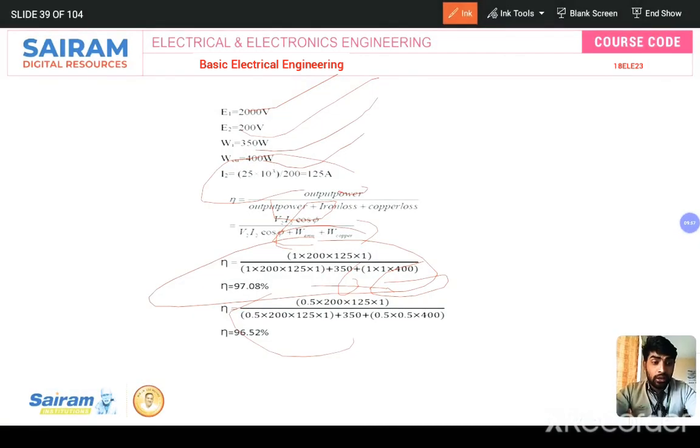Please try to remember only four formulas: the EMF equation, the turns ratio, the condition for maximum efficiency formula, and the copper loss formula.